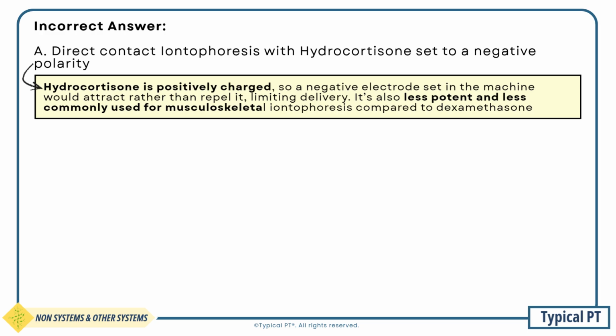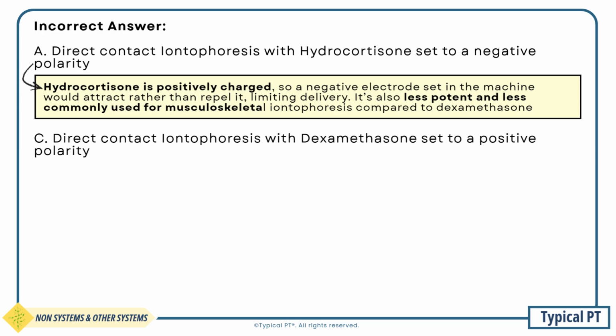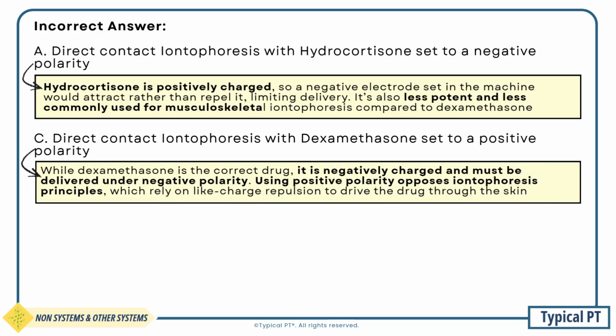Answer choice C is incorrect, because while dexamethasone is the correct drug, it is negatively charged and needs to be administered under a negative polarity to effectively penetrate the skin and reach the target tissue. Using a positive polarity contradicts the principles of iontophoresis, where the repulsion of like charges facilitates the drug's transdermal migration.